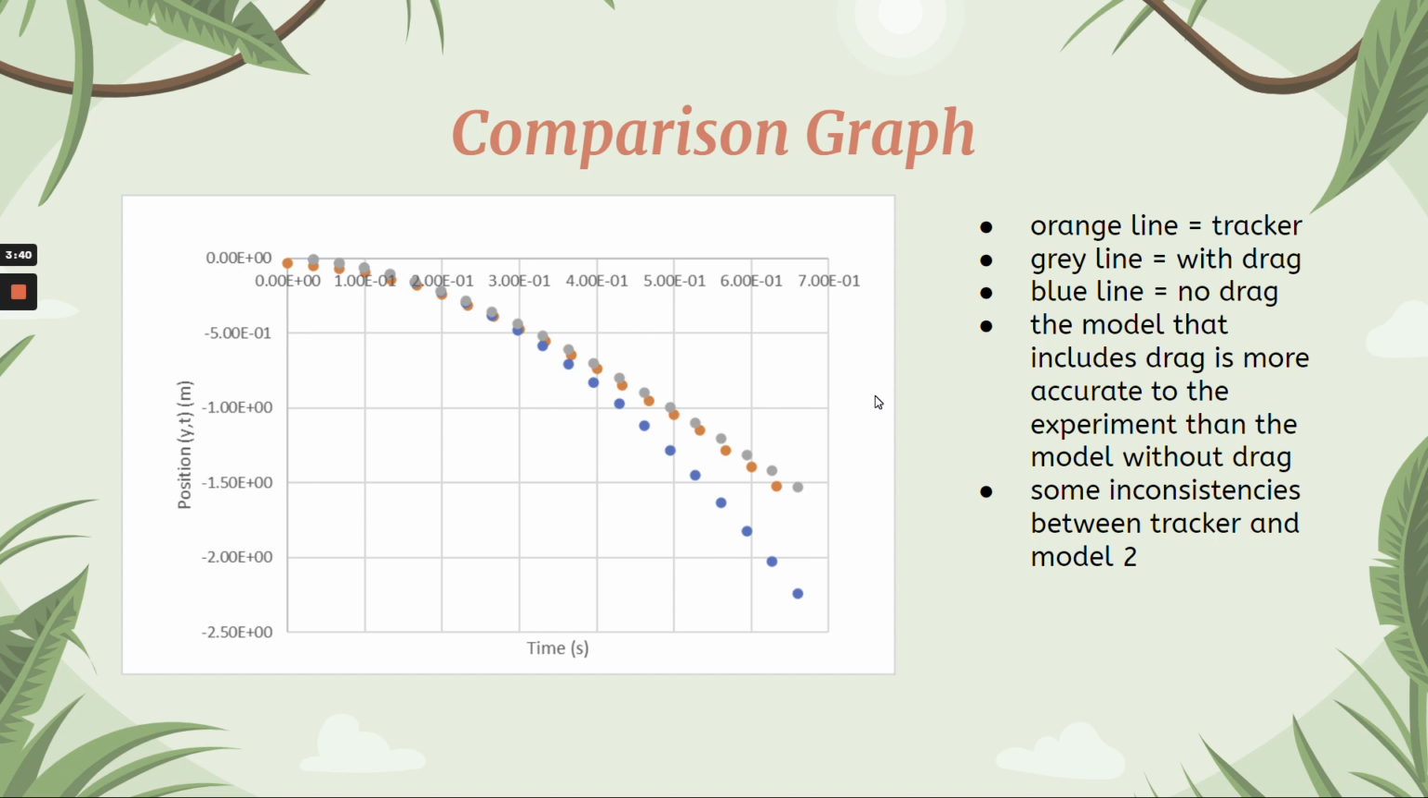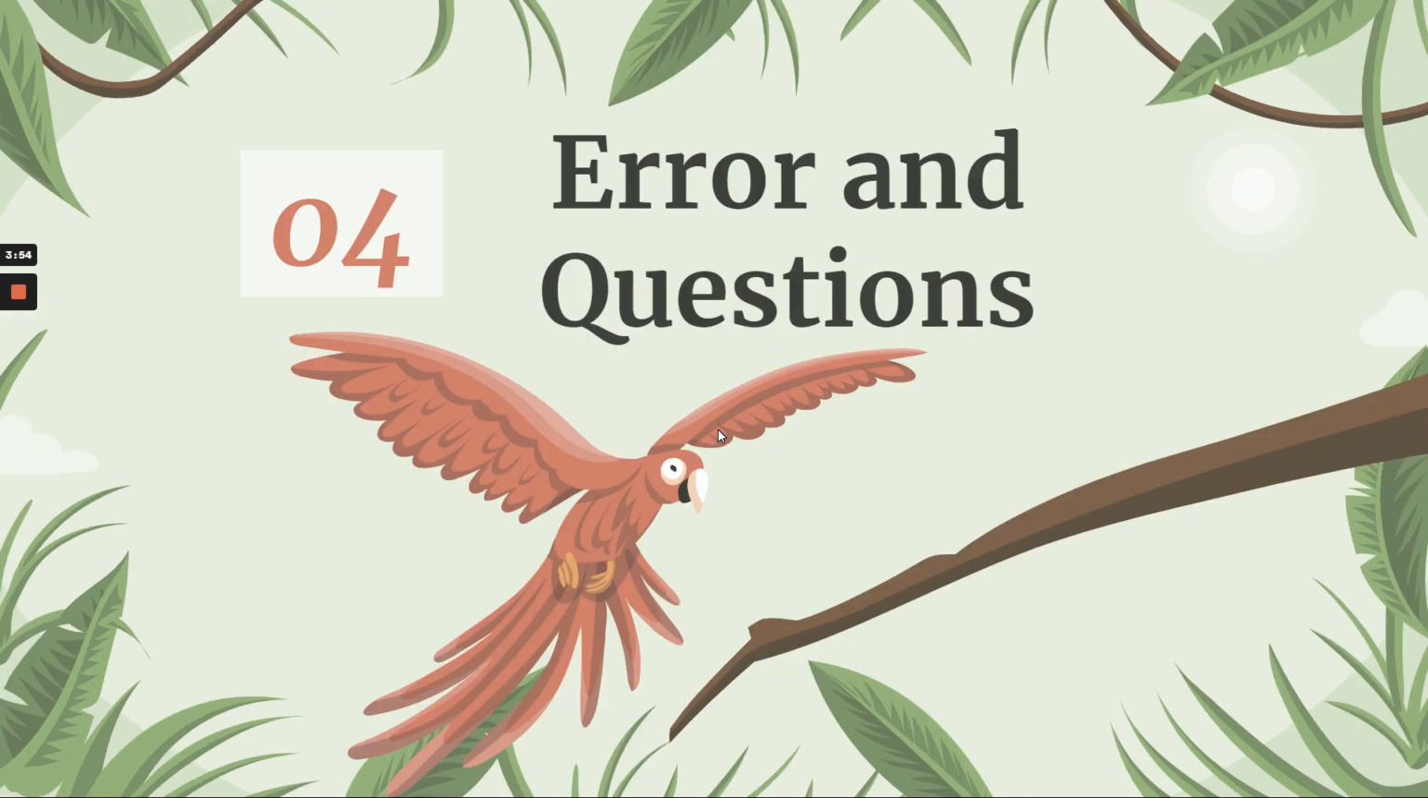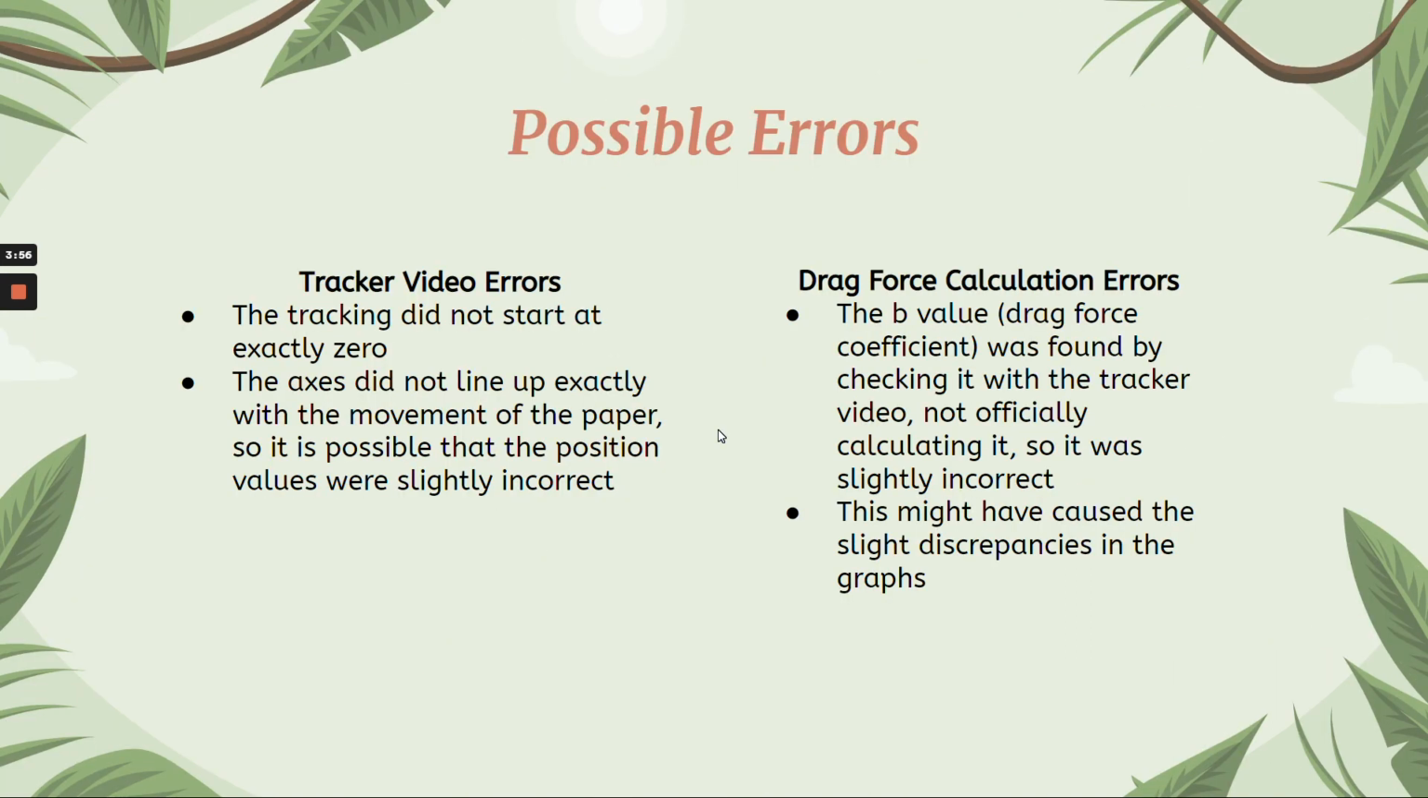The orange line is the Tracker data, the gray line is the with-drag data, the blue line is without the drag. And so the model that includes drag is more accurate to the experiment than the model without drag, which we can see here. However, there are some inconsistencies between the Tracker and Model 2. So for possible errors, for the Tracker video, the tracking did not start at exactly 0, which could lead to some time inconsistencies, and the axes did not line up exactly with the movement of the paper, so it's possible that the position values were slightly incorrect.